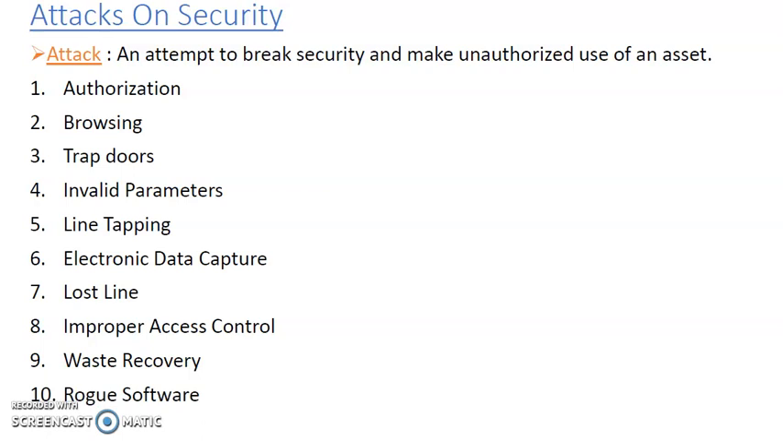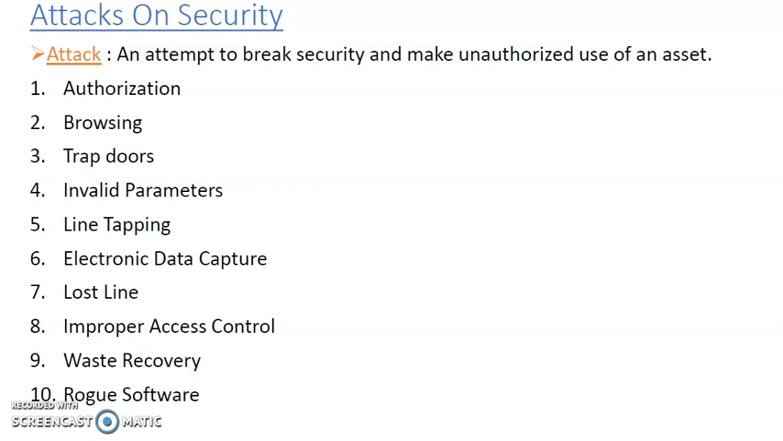Then the next one is waste recovery. If a block is deleted, its information remains as it is until it is allocated to another file, so the intruders may use some mechanism to scan these blocks. Then the last one is rogue software.